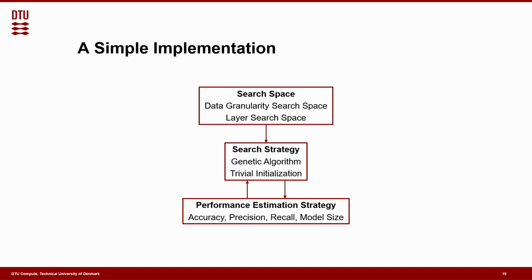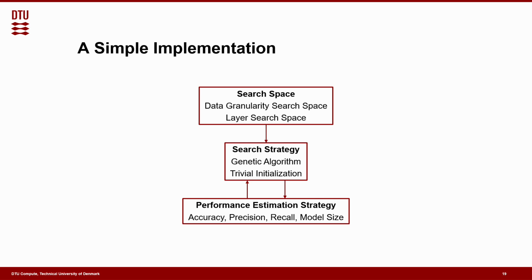We also created a very simple implementation of this data-aware neural architecture search. Typically, a neural architecture search consists of 3 stages or 3 components. There's a search space, that's the space where you find your solution. There's a search strategy, that's what you use to explore this search space, and a performance estimation strategy that's used to judge the quality of the solutions that you're finding.